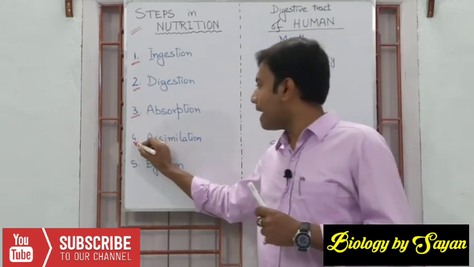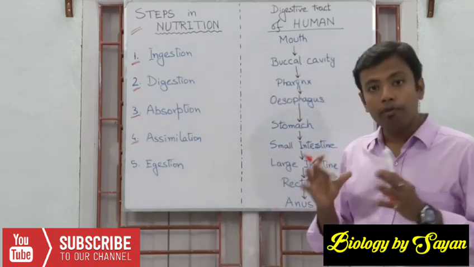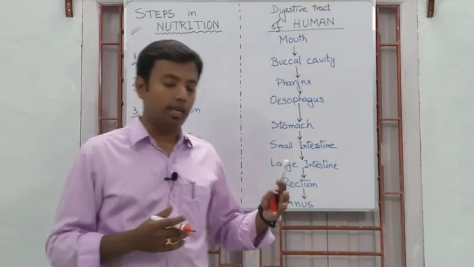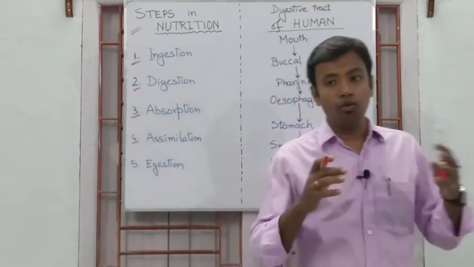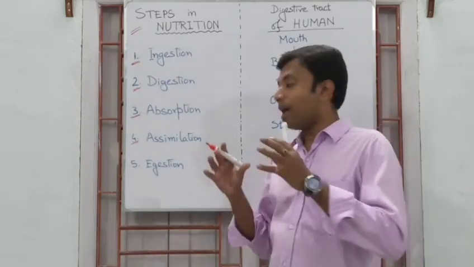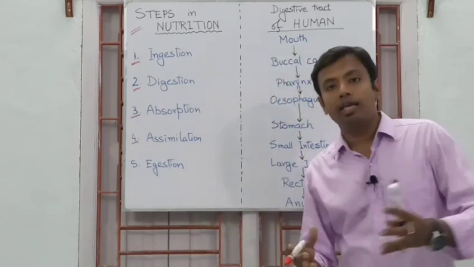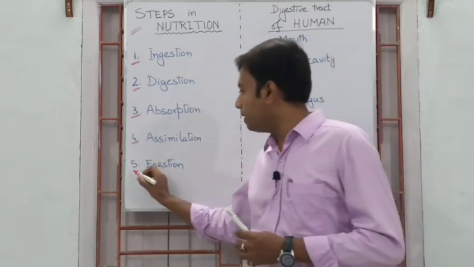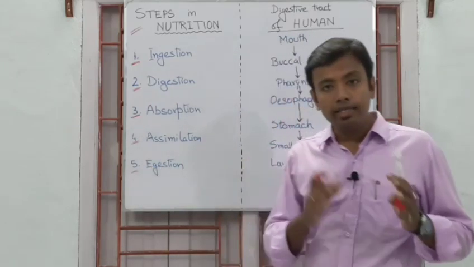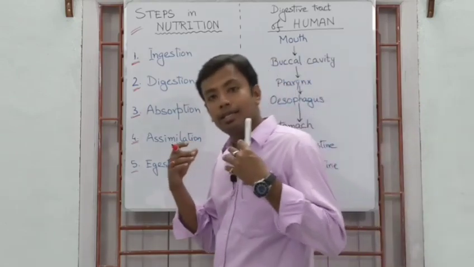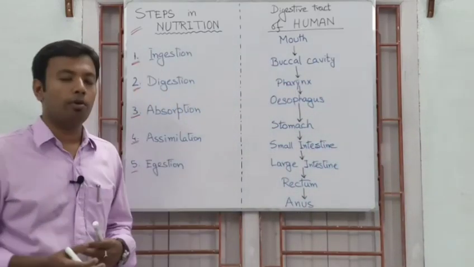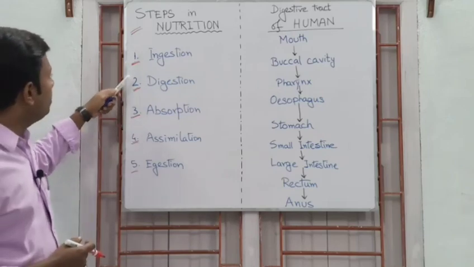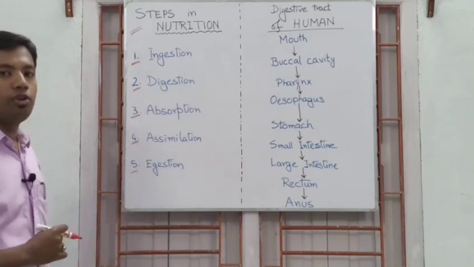Our next step is assimilation. All the simpler forms of food, glucose, amino acids, that finally reach the cell must be utilized by the cell to produce energy. So assimilation is the utilization of food to make energy. Our last step is egestion. All the undigested foodstuff should be excreted or expelled out from our body. That is known as egestion. So here are 5 different steps in our nutrition.